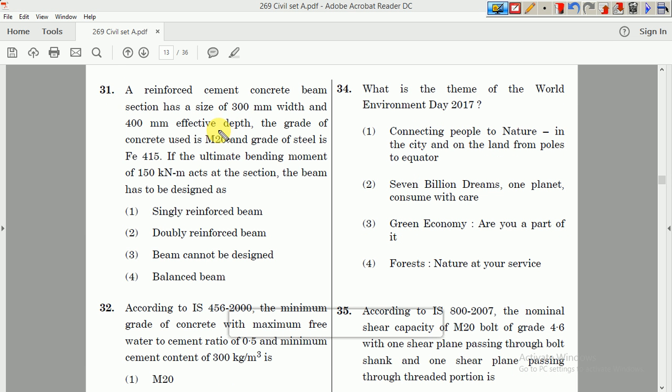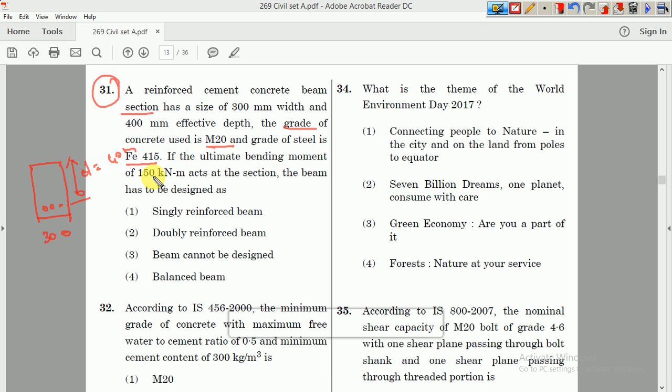See again, the question comes under RCC. They are asking us to find whether it is singly or doubly reinforced, that is, the type of reinforcement that has to be given for this situation. A reinforced concrete section is given of width 300 mm, and the effective depth, small d, is 40 mm. The grade of the concrete is M20 and the grade of the steel is 415.